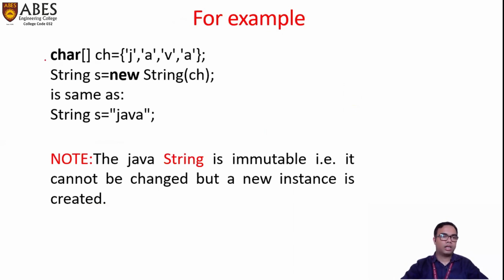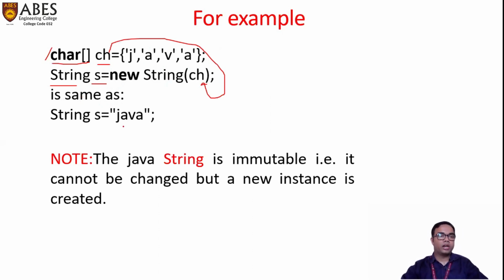Here we have an array of characters, and the name of the array is ch. Now, if you want to convert this character array into a string, you can create an object of the String class, and during the creation of the object, you pass this array in the constructor. So this character array is converted into the string.